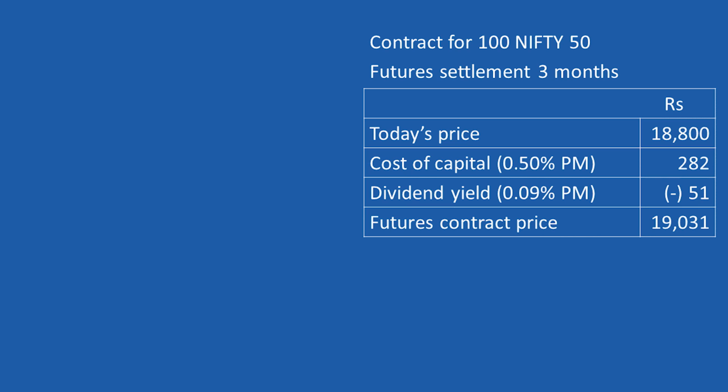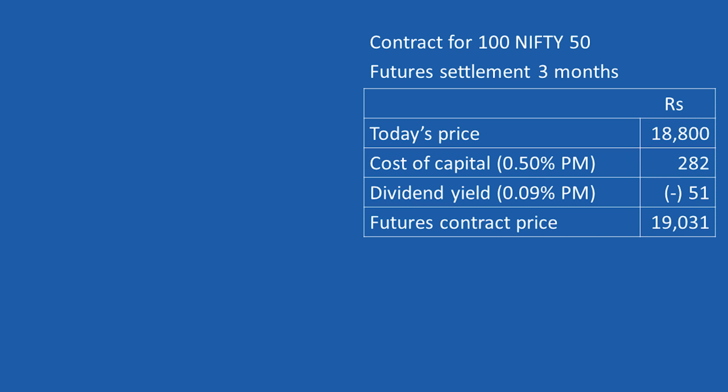index for 3 months. So cost of capital for us will be, let's say, 0.5% per month, 282 for 3 months. The dividend yield we are expecting, because these are Nifty stocks, on Nifty 50 is approximately 1.40% per year. So I have taken that at approximately 0.09% per month. The dividend yield on 18,800 will be 51, because these stocks will in between give some dividend. This has to be reduced. So there is a minus 51 rupees that you will reduce from the cost of carry.